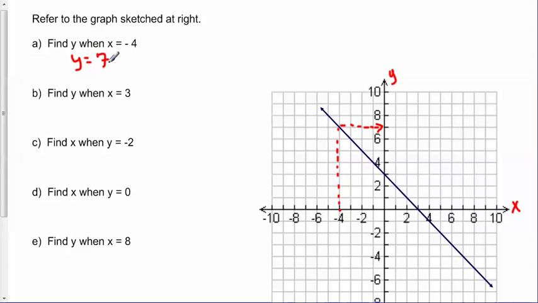And notice that I just wrote y equals 7. I didn't write the ordered pair -4, 7 because that's not what's asked for. It's only asking us for what's the y value.